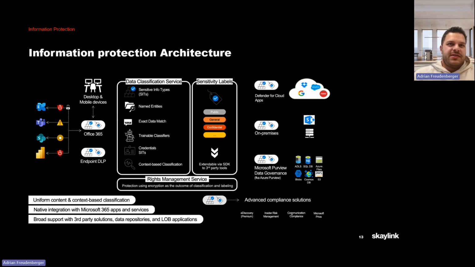Okay, what's also very nice, you can classify data which is in data lakes. It's called then here Microsoft Purview Data Governance, aka Azure Purview. So you can classify data that is in Azure or also data that is in AWS. So it's great to have these capabilities inside.